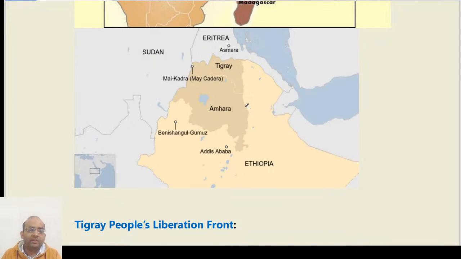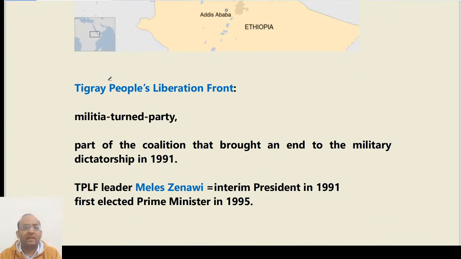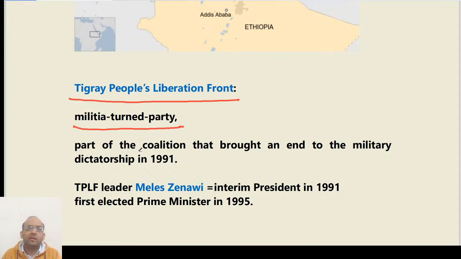Coming to the Tigray region. Tigray is in the northwestern part of Ethiopia. Tigray region, that also you should remember. So now let us see what is the Ethiopian conflict. First, know this Tigray People's Liberation Front. It is basically a military turned party where earlier fighters are now the party workers.